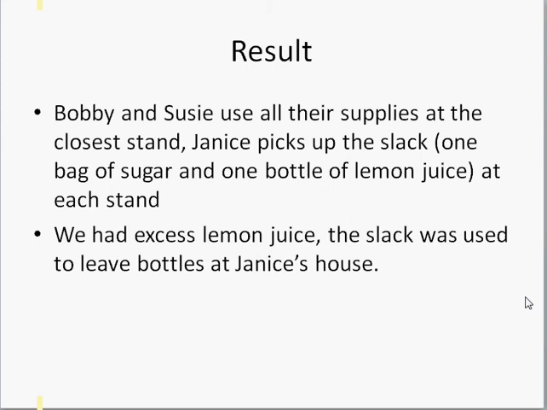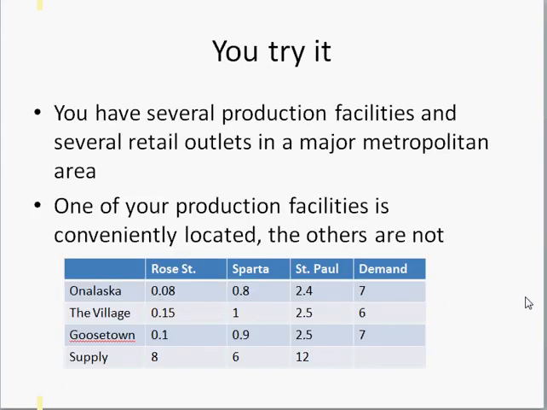So if we went through and solved this, we would find Bobby and Susie use all their supplies at the closest stand, and Janice picks up the slack at each stand, and the excess lemon juice was left at Janice's house because she was the farthest one from both. So we've arrived at a you-try-it again.